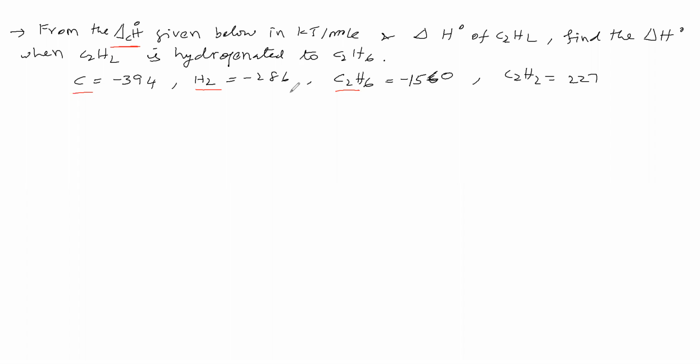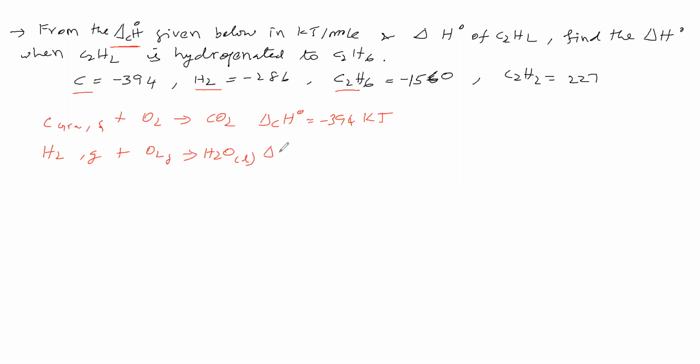For this we will write the respective equations. Combustion of carbon: we take carbon as graphite solid plus O2 gives CO2. The standard enthalpy of combustion of graphite is minus 394 kilojoule per mole. Then hydrogen combustion: H2 gas plus O2 gas gives H2O liquid.